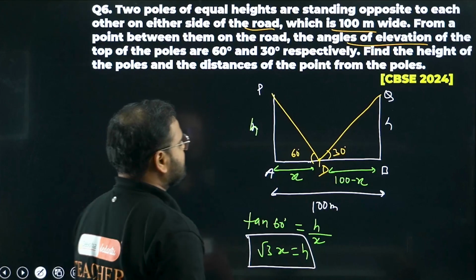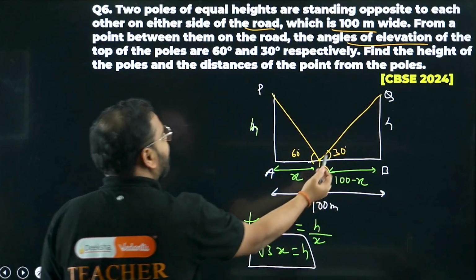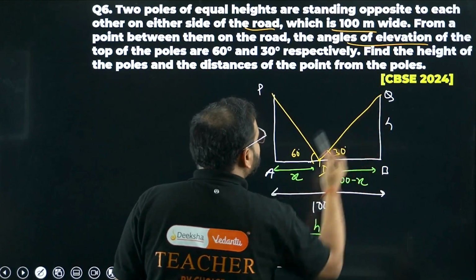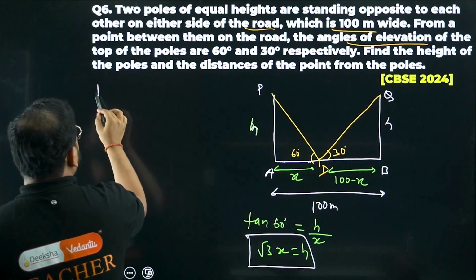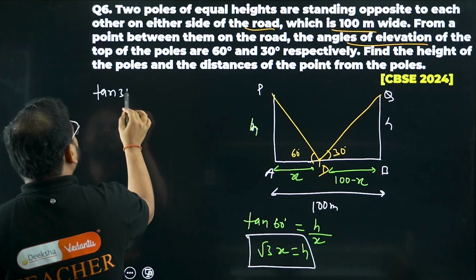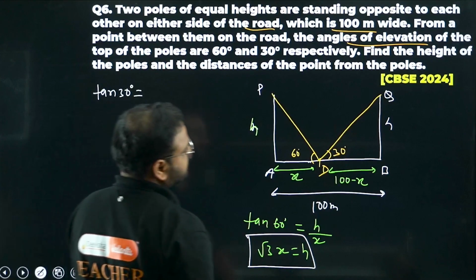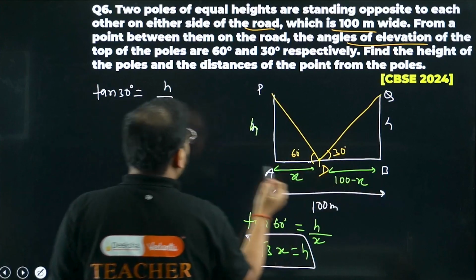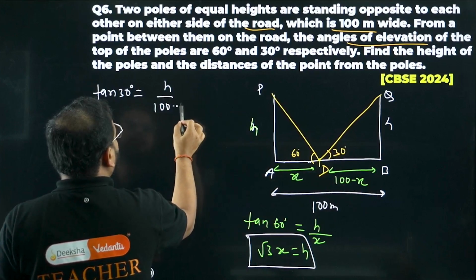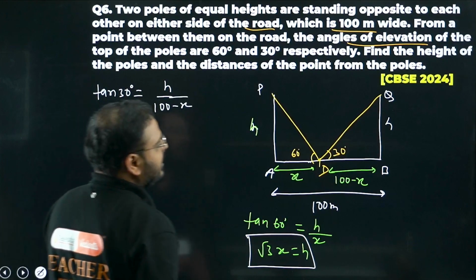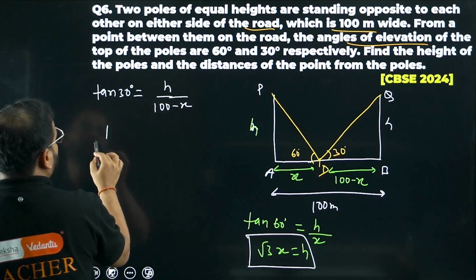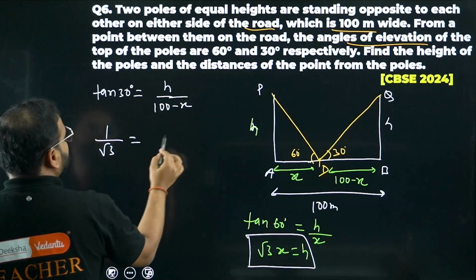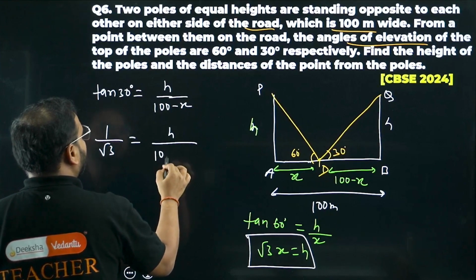This is my first value. Okay, moving on, apply this in the second triangle BQD. Okay, chaliye. Tan 30 degrees, have a look. What is that? Opposite by adjacent again. How much is that? 100 minus x. What do you see here? Please check. 1 by root 3 equals h upon 100 minus x.